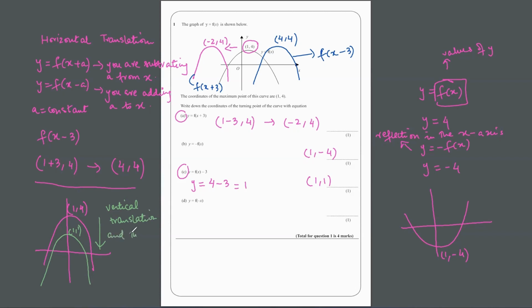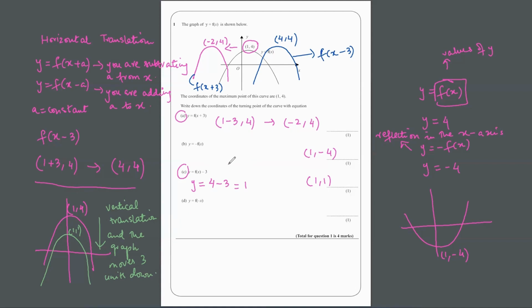And the graph moves 3 units down. If it was y equals f of x plus 3, then you would move 3 units up.